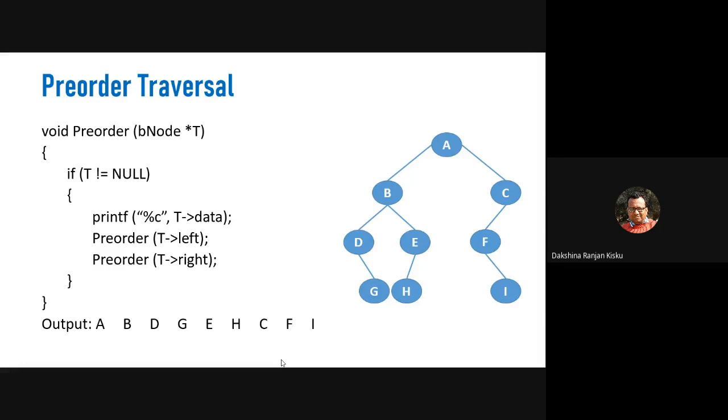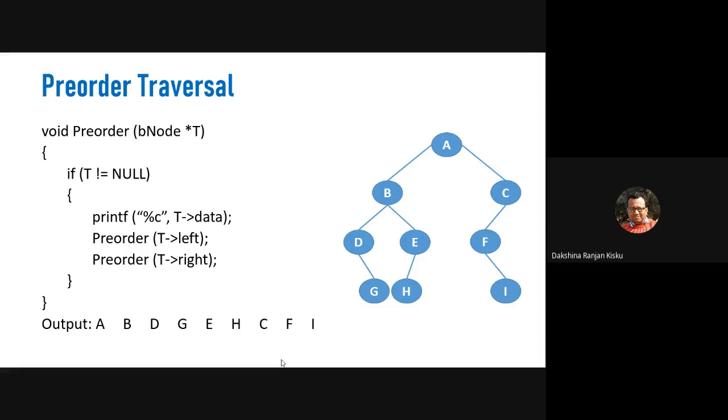Then we will go for the left subtree. Since B is the root node of the left subtree of A, now we will be looking at the left subtree of B. D and G are part of the left subtree of B, and since B is visited, we will have the node D printed. So here D will be printed.